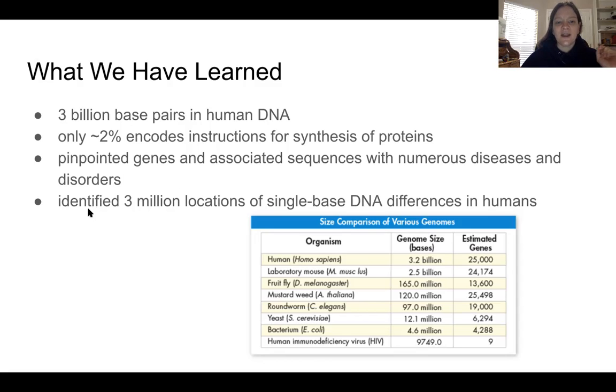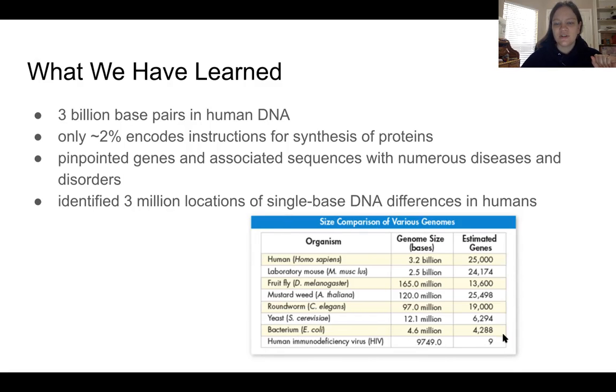And then they identified 3 million places where we have these single base DNA differences, the single nucleotide polymorphisms. Okay. So they found 3 million places of those.